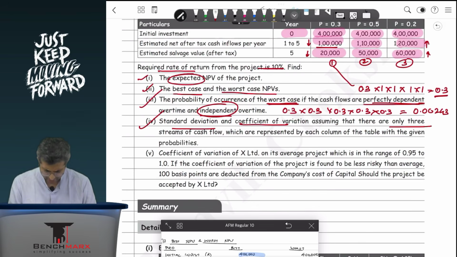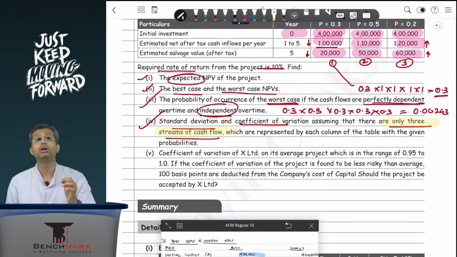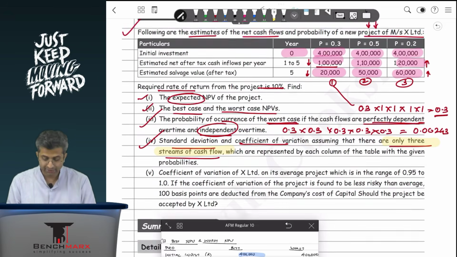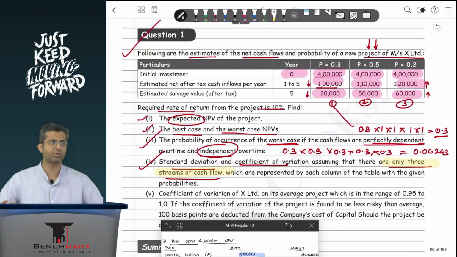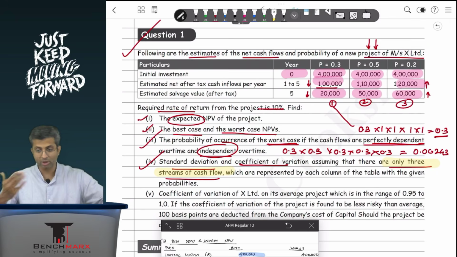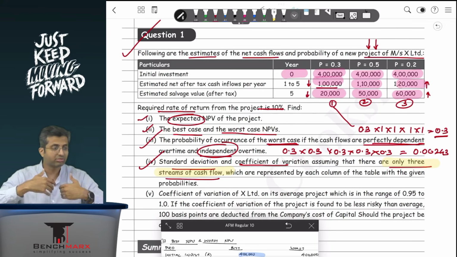Assuming there are only 3 streams of cash flows. Remember, only 3 streams of cash flows are possible if this is a dependent cash flow setup. If it's an independent cash flow setup, then it is possible that in the first year you have 1 lakh, second year 1 lakh 10, third year again 1 lakh, fourth year 1 lakh 20. So that is one possibility.